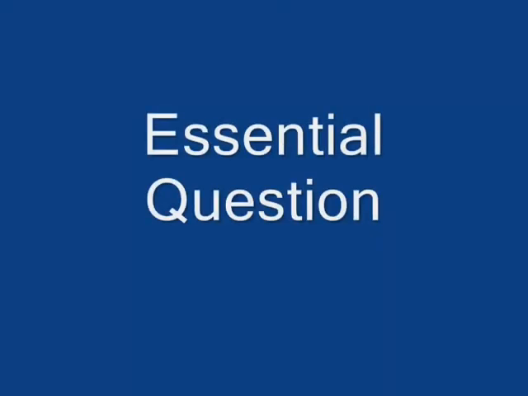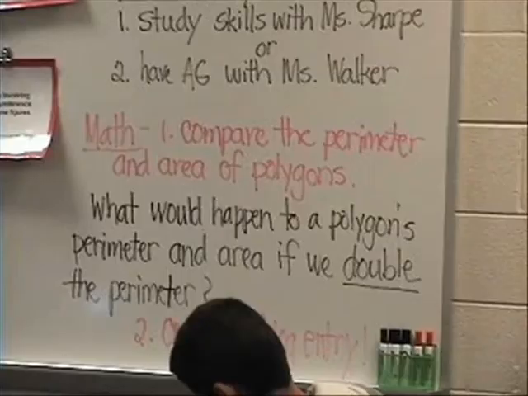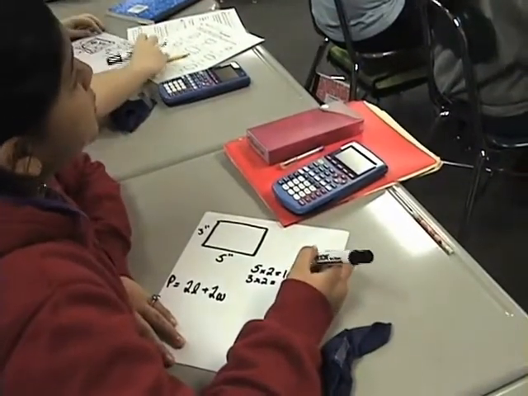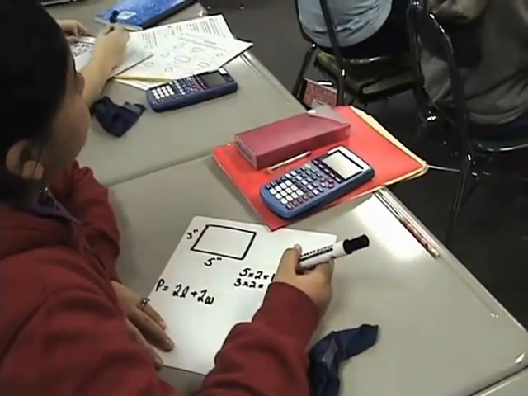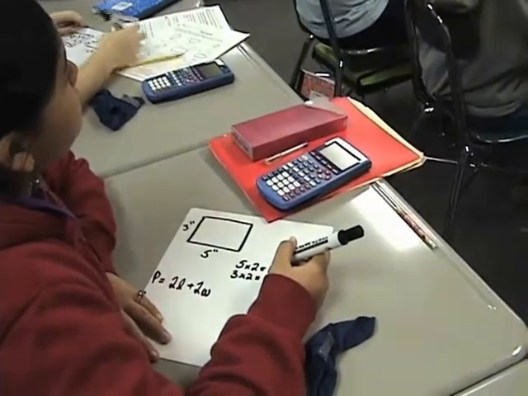There's an essential question on the board. Okay? The essential question that relates to today's lesson is we're going to compare the perimeter and area of polygons. What would happen to a polygon's perimeter and area if we double the perimeter? Okay.